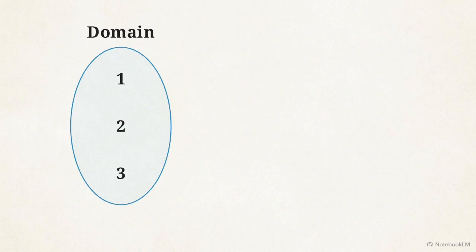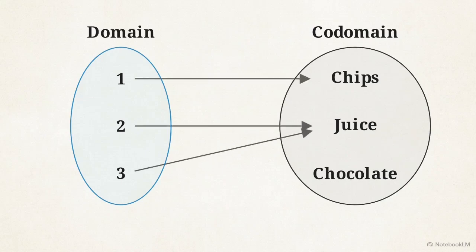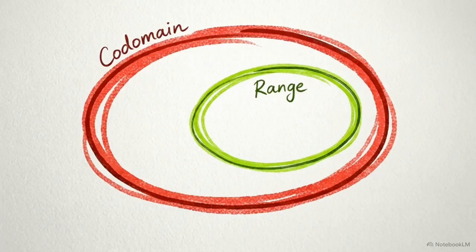Let's give these sets proper names. Starting inputs, the buttons, form the domain. Possible outcomes, every snack stocked, is the codomain. Items that actually drop out make up the range. An undispensed chocolate bar exists in the codomain, but isn't part of the range. The range is always the specific group of realized outcomes, living inside that larger bubble of possible outcomes.